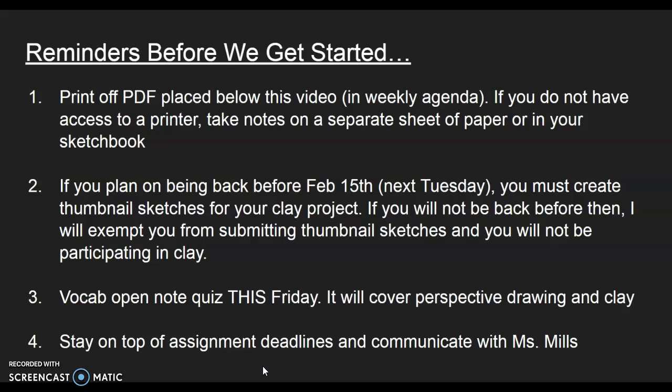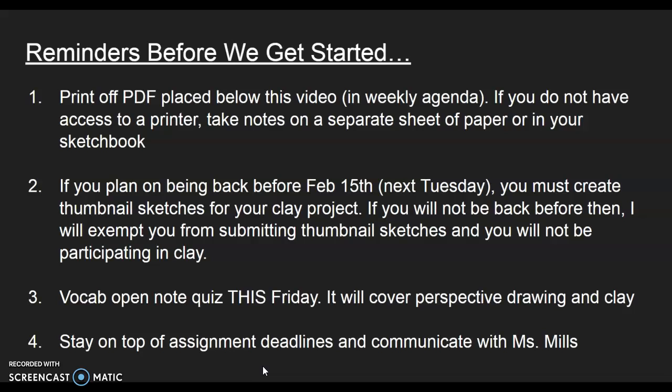So the second thing is that if you plan on being back at school before or on February 15th, which is next Tuesday, you must create thumbnail sketches for your clay project because you will be back in time to start on clay. If you know you are not going to be back before that date, I'm going to exempt you in the gradebook from submitting a thumbnail sketch because it is a grade, and you will be completing a completely different project that is not related to clay. Again, that's not a punishment. That's just my way of getting a grade for you while you are not at home.